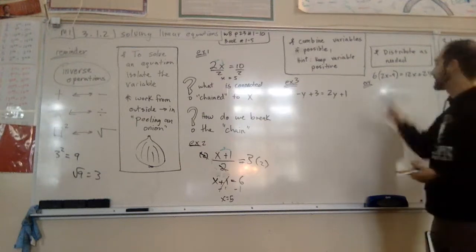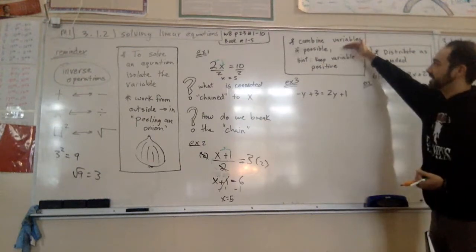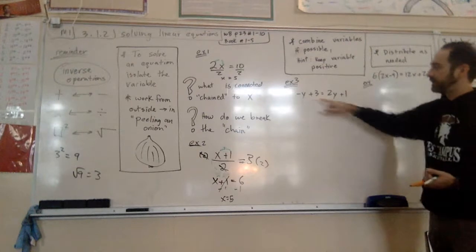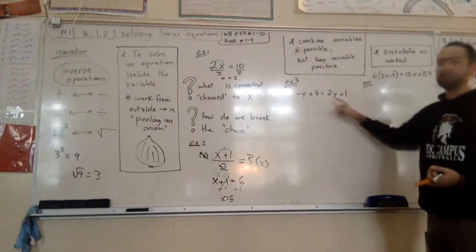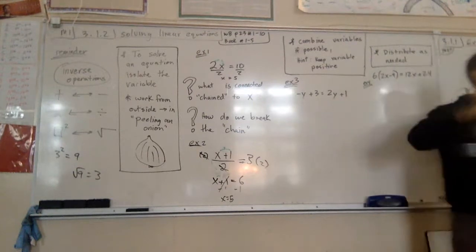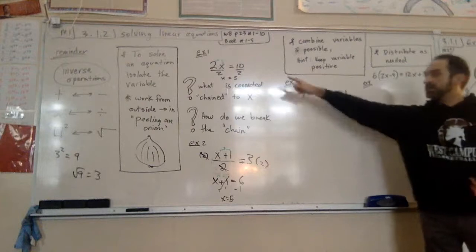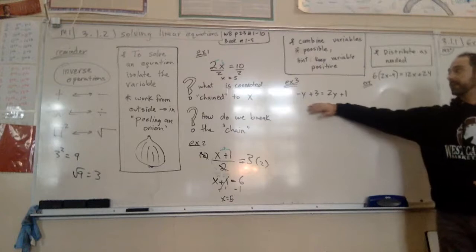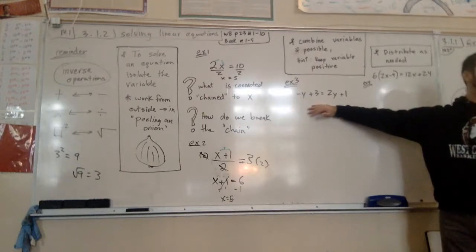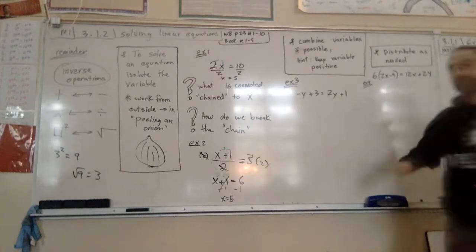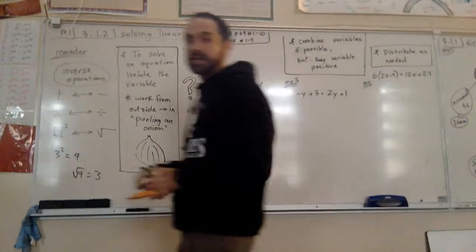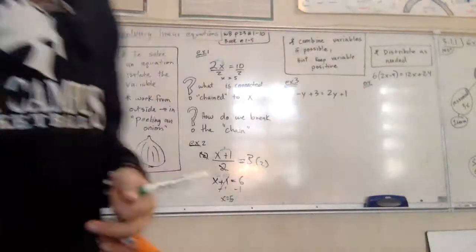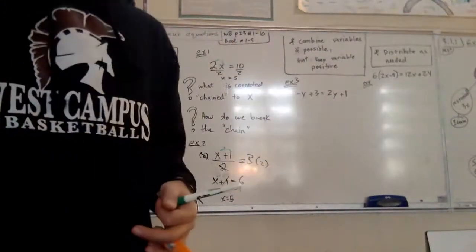Okay. The last two things. We're going to have to combine variables if possible. If you have the variables in the same equation, all these problems are single variable. We're either solving for y or solving for x. So let's keep the variable positive. Tell your neighbor, what should we do first? Let's get all the variables to one side. Tell your neighbor which side, what should we do? Should we move one term versus the other term?